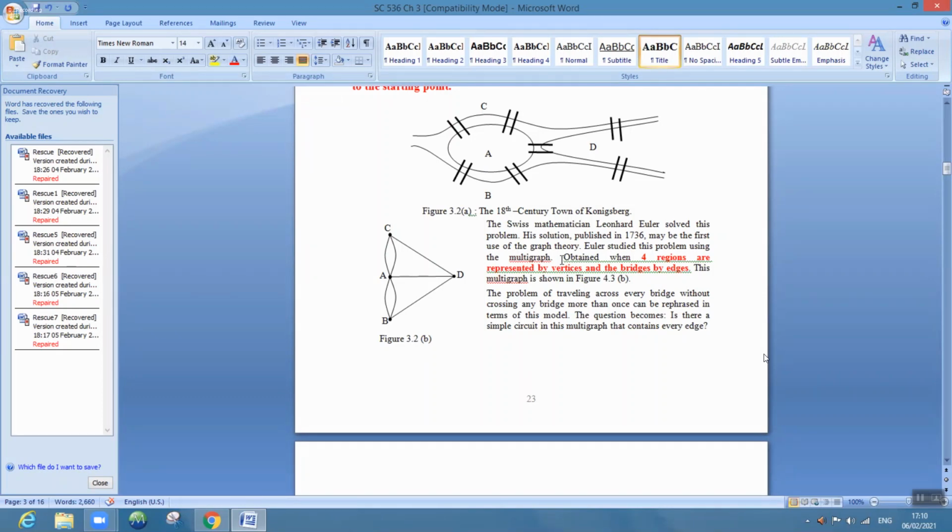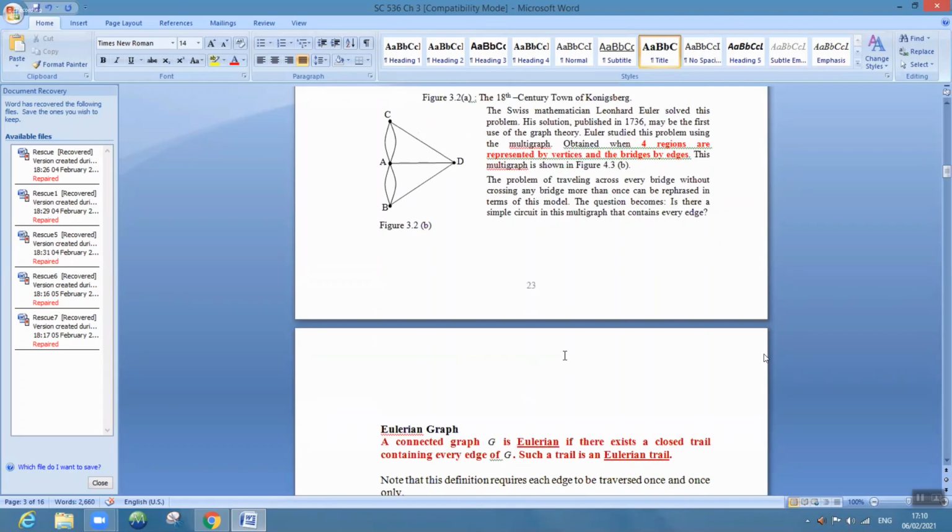If you try to take a pen and draw it, A, C, D, B, A, C, you miss something. You can't. By traveling along each edge exactly once, you can't do this. So now, still we didn't solve the problem.